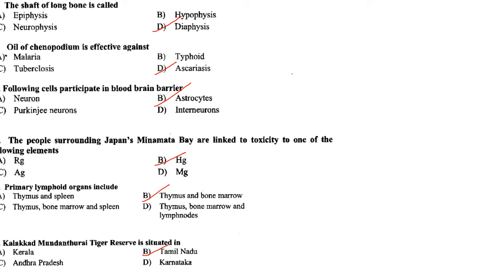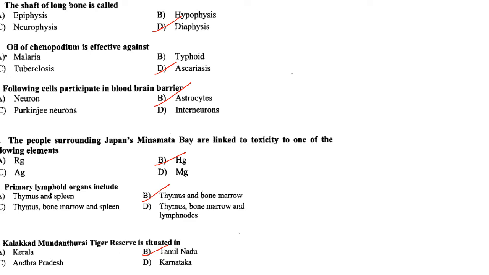The shaft of long bone is called diaphysis. Answer is option D. Oil of chenopodium is effective against ascariasis. Answer is option D.